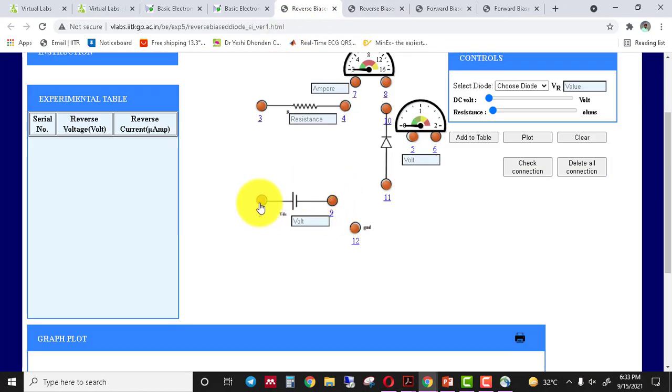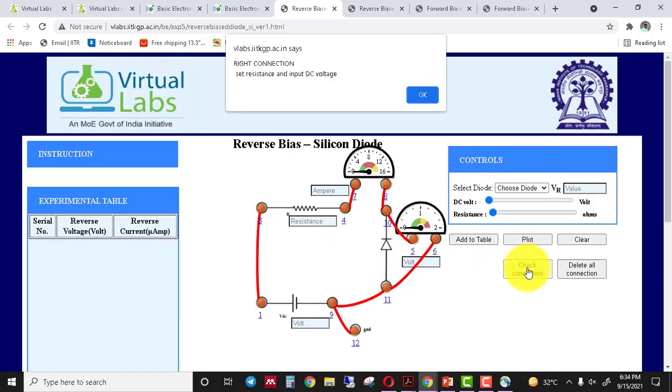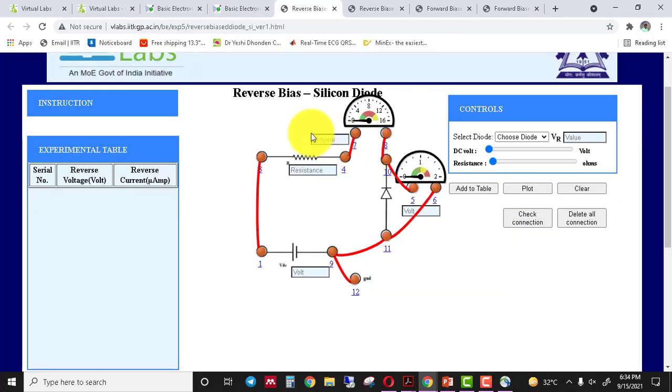Here firstly we make a connection. Firstly we connect the battery. After that we connect the ammeter and voltmeter across the diode circuit and make a connection to ground the circuit. And now check the connections. Okay, this is the right connection, and click on the diode, in this case IN4004, and the reverse breakdown voltage is 30 volt. Okay, a similar procedure we have to follow.